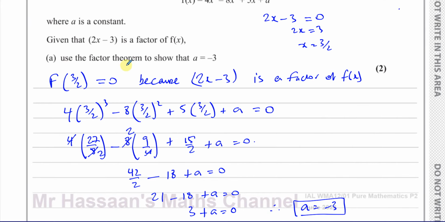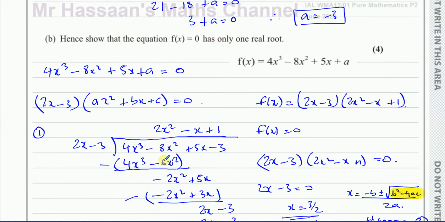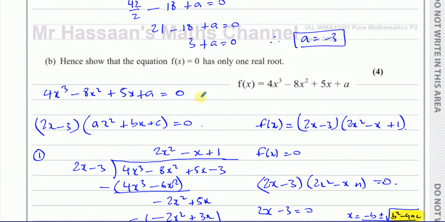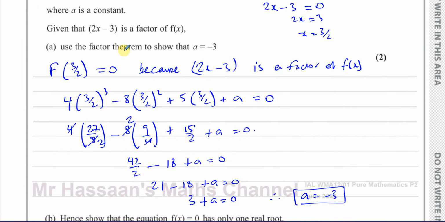So it says use the factor theorem. So we can't do what we did here in part A. I mean, this proves that when a equals minus 3, this is a factor of this. It proves it, because you can replace a with minus 3, and you could do the long division and show there's no remainder. Therefore, 2x minus 3 is a factor, and you've proved that a is minus 3 then, because 2x minus 3 would then be a factor of this. So that would be a proof, but the question did state very clearly use the factor theorem in part A.